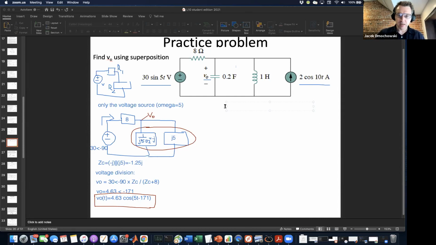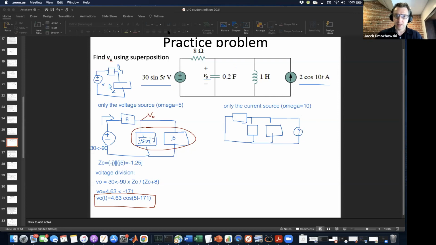I think we're going to get another little demonstration of voltage division, or actually current division here for the current source. The thing to note here is that omega is now equal to 10. That changes things a bit because now we have to update and this becomes a short circuit. So our circuit looks like this. And now the current source is just 2 angle 0.